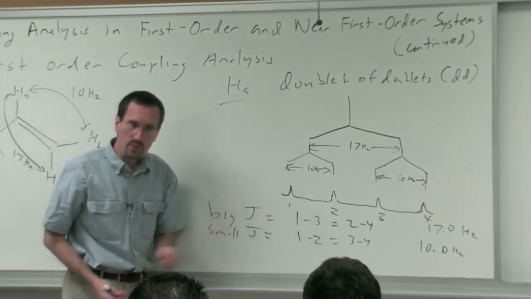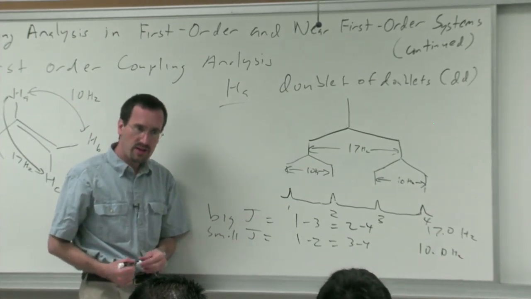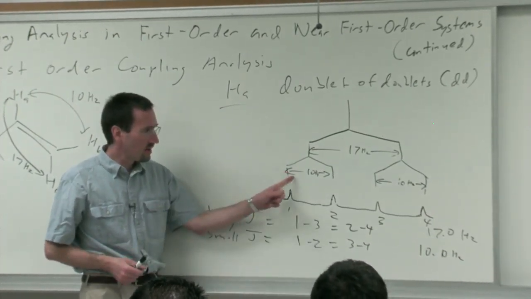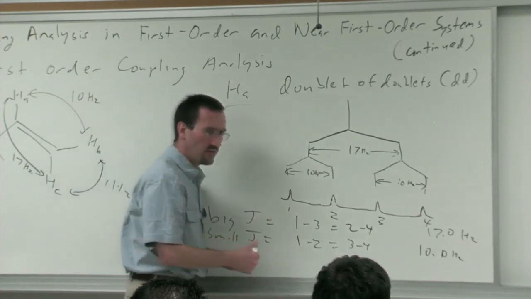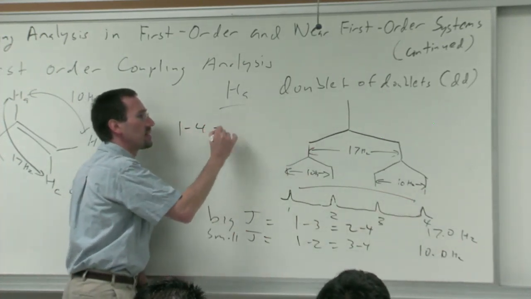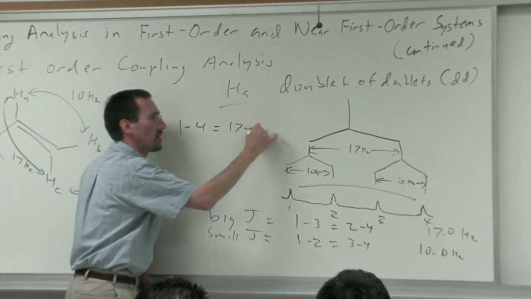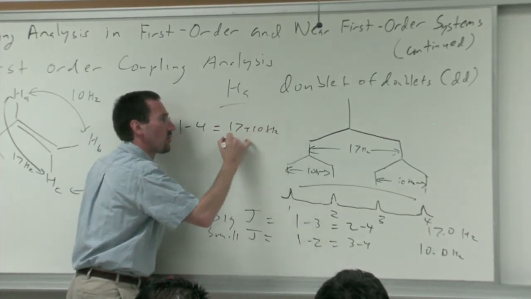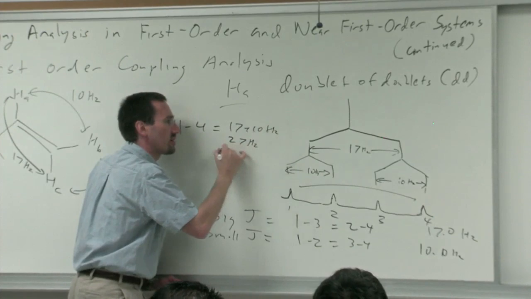Like 1.5 to 3.5? I'm sorry, 1.5 to 3.5? Yeah, 17 hertz, what would that distance be? From 1 to 4? So 1 to 4 is going to be 17 plus 10 hertz, which is 27 hertz.